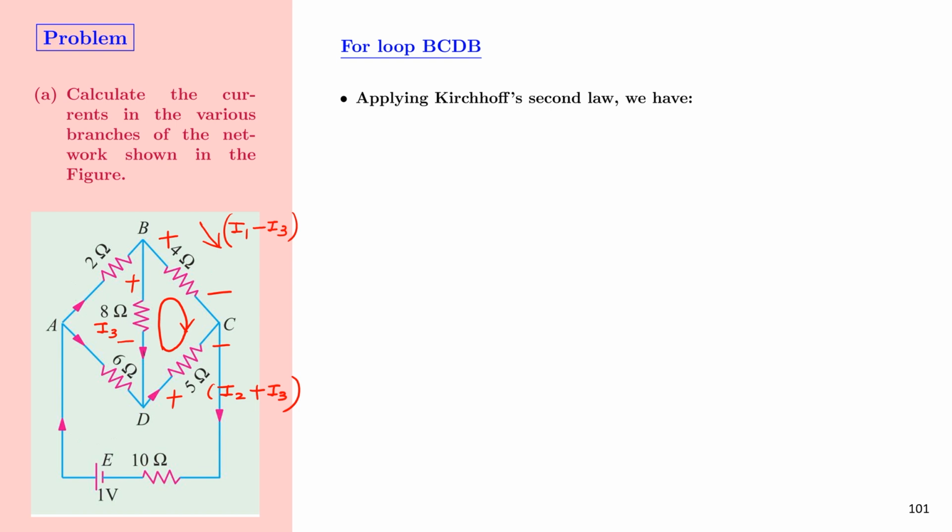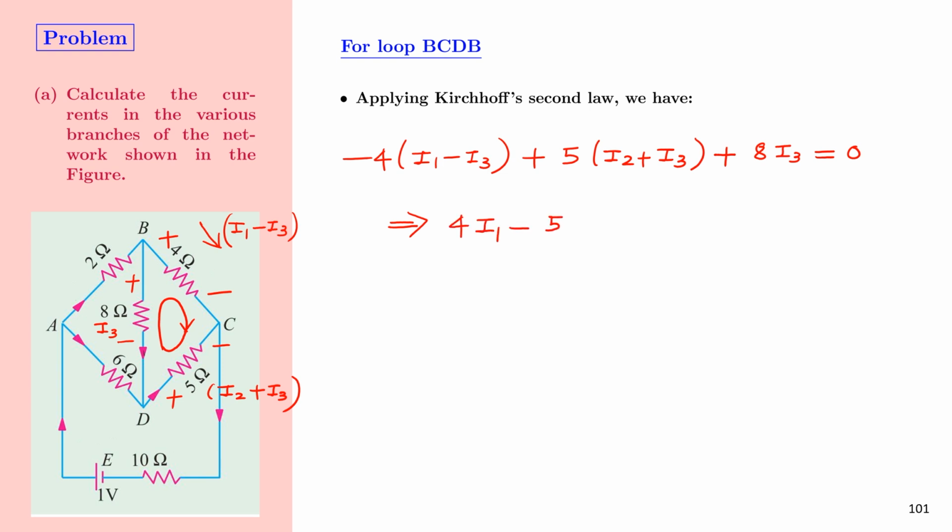As we move across BC, we see a fall in potential. Therefore, this is 4 times (I1 minus I3). And as we move from C to D, we see a rise in potential, so that is 5 times (I2 plus I3). And as we move from D to B, we again see a rise in potential, and that is given by 8 times I3, and that is equal to 0. From this we get the second equation, 4I1 minus 5I3 minus 17I3 equal to 0.